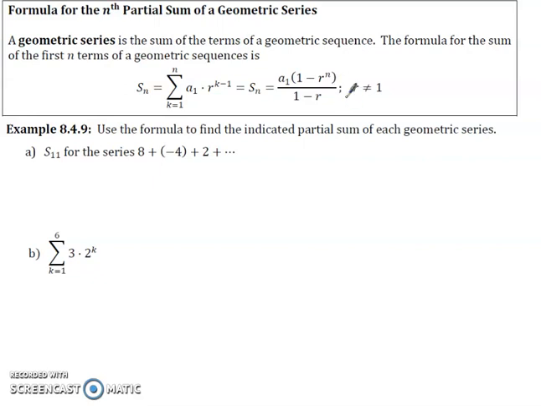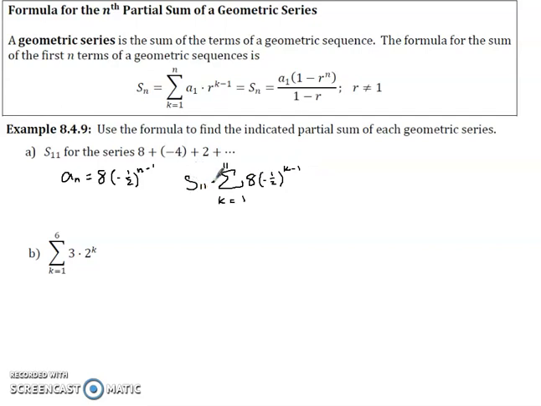So the first thing I'm going to do is write this using summation notation. My a sub n, since this is geometric, is going to follow the form of a geometric sequence. So a1 is 8, and then to get to the next term I am multiplying by negative 1/2 to the power of n minus 1. Then using sigma notation, I'm starting at a k value of 1. And here we have 11 terms. They want us to find s sub 11. So we're going to the 11th term of 8 times negative 1/2 to the power of k minus 1.